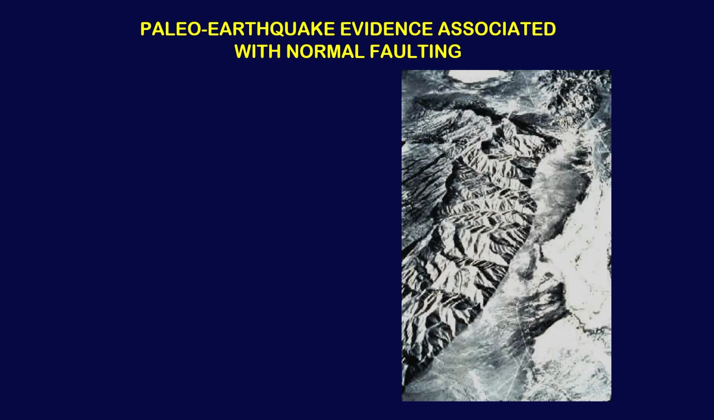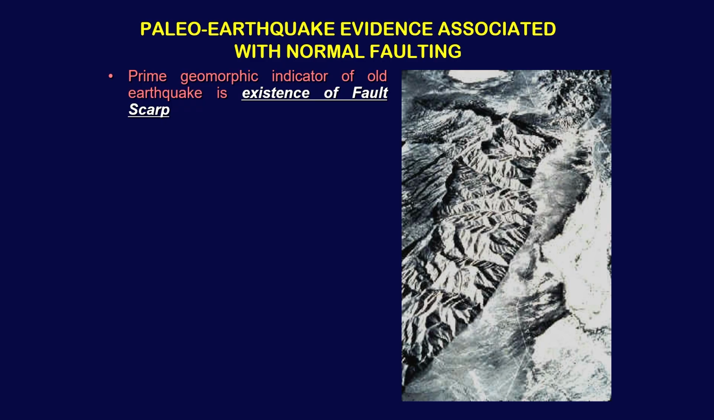So, paleo earthquake evidence associated with normal faulting. Now, if you try to see a landscape using satellite data, then it shows a very clear demarcation. That is your geomorphic boundary here. Along this, you will see hilly areas, and this is typical normal faulting if you want to identify it. You will also see the sort of triangular facets. We call this a triangular facet.